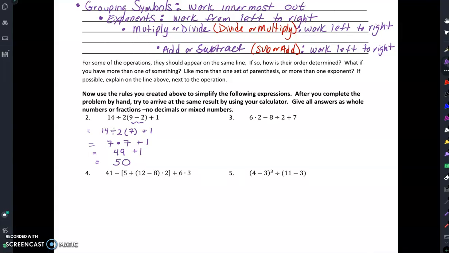Okay, so take a minute to kind of go over that and think about that. Then try, so we'll call this an example, and this would be a classwork or practice problem.